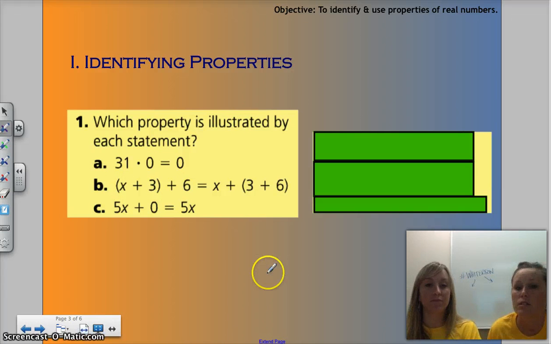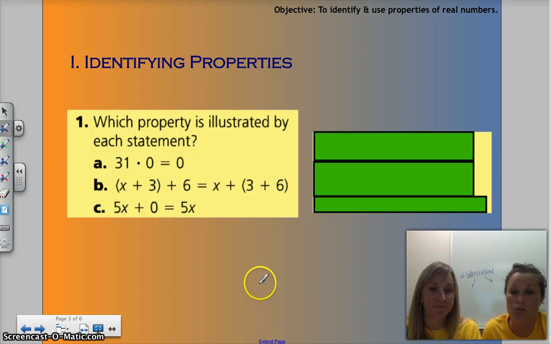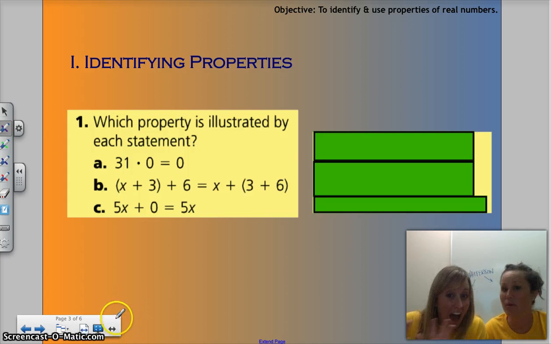All right, now we're going to identify the property that's illustrated. What I want you to do is pause the video. I want you to answer A, B, and C, and we're going to come back and go over it in just a second. So pause the video now. Okay. We didn't pause. Nope, we were here the whole time.